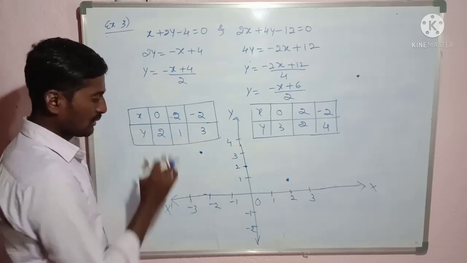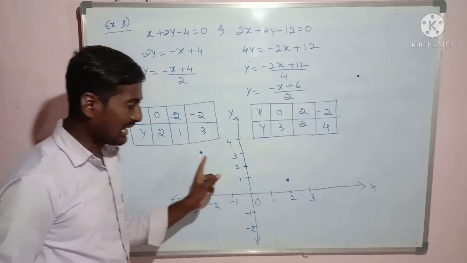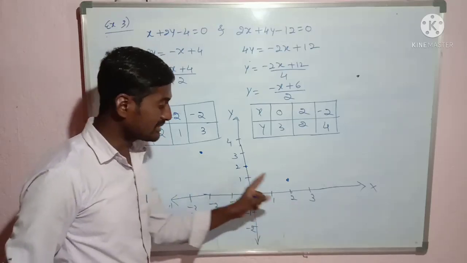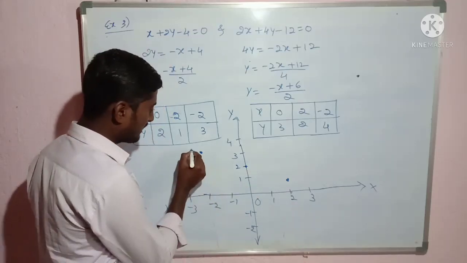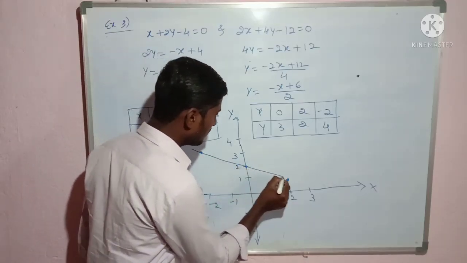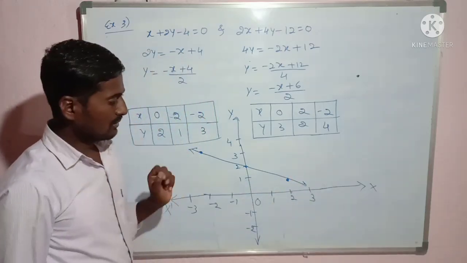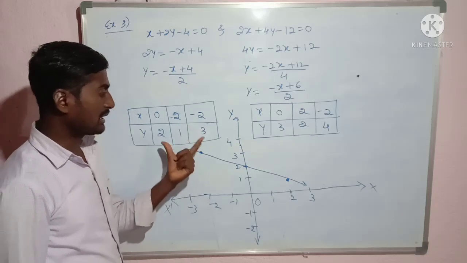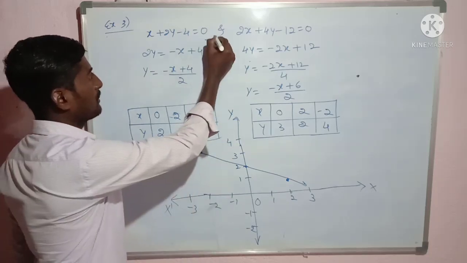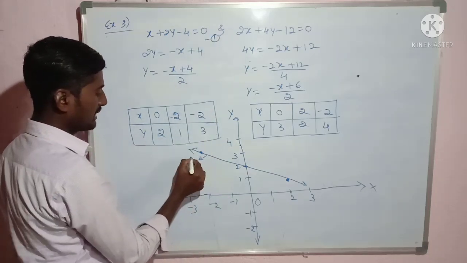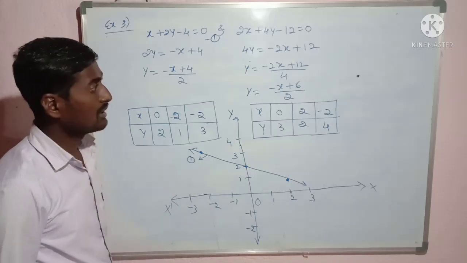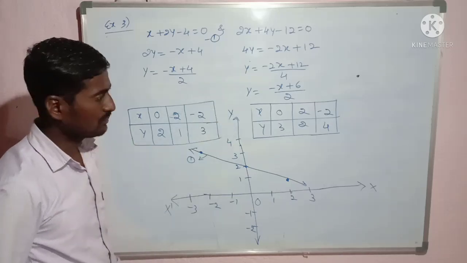Now I can draw a line by combining these 3 points. So I draw a line like this. You can extend this. Now this is equation number 1. I will take this as equation number 1. First line we draw. Then one more line I have to draw now.